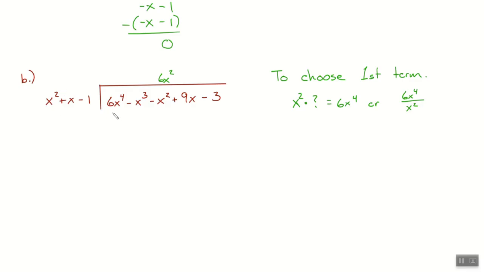6x squared times x squared is 6x to the 4th. X times 6x squared is a positive 6x cubed. Negative 1 times 6x squared is negative 6x squared. Parentheses and subtract, so we don't get anything goofed up. Okay, 6x to the 4th minus 6x to the 4th, they're gone. How about negative x cubed minus 6x cubed? Negative 7x cubed. And then negative x squared minus a negative, or plus, negative x squared plus 6x squared.